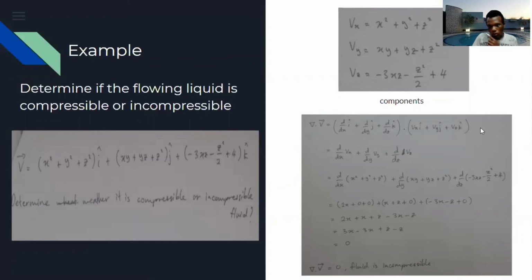So we put it in this formula. Then we are going to differentiate each component. In x squared plus y squared plus z squared, we are going to obtain 2x, since we differentiate with respect to x, hence y squared and z squared are treated as constants. The same goes for all the other values. In the end, if we get equal to 0, then the fluid is incompressible, and if we obtain not equal to 0, the fluid is compressible.